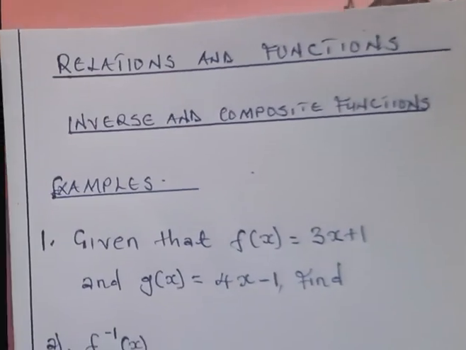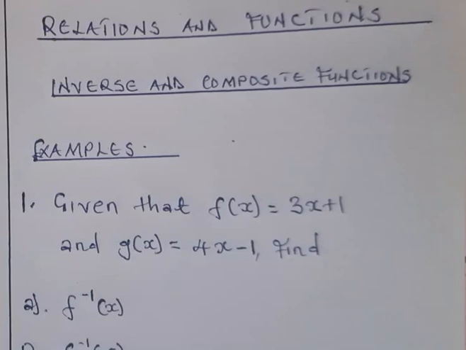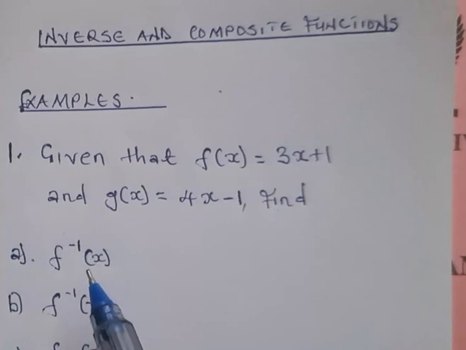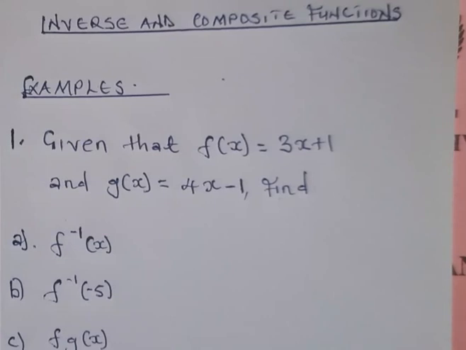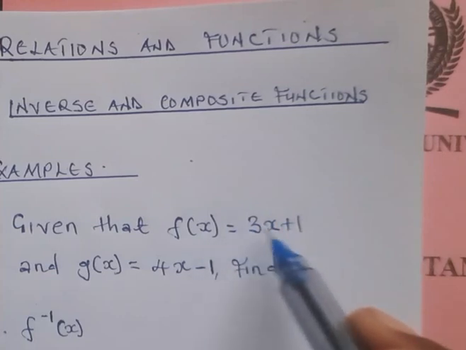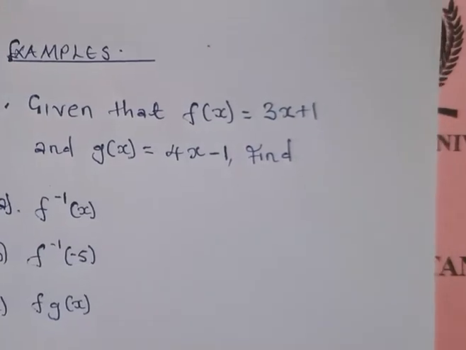So let's get started. We have this example here. It says given that the function f of x is equal to 3x plus 1 and the function g of x, of course, is equal to 4x minus 1. Find f inverse of x. What does it mean? Well, it means inverse. Find the inverse of the function f of x. So they want us to reverse this function so that when we use the range, we can find the domain. So how do we solve such a question?